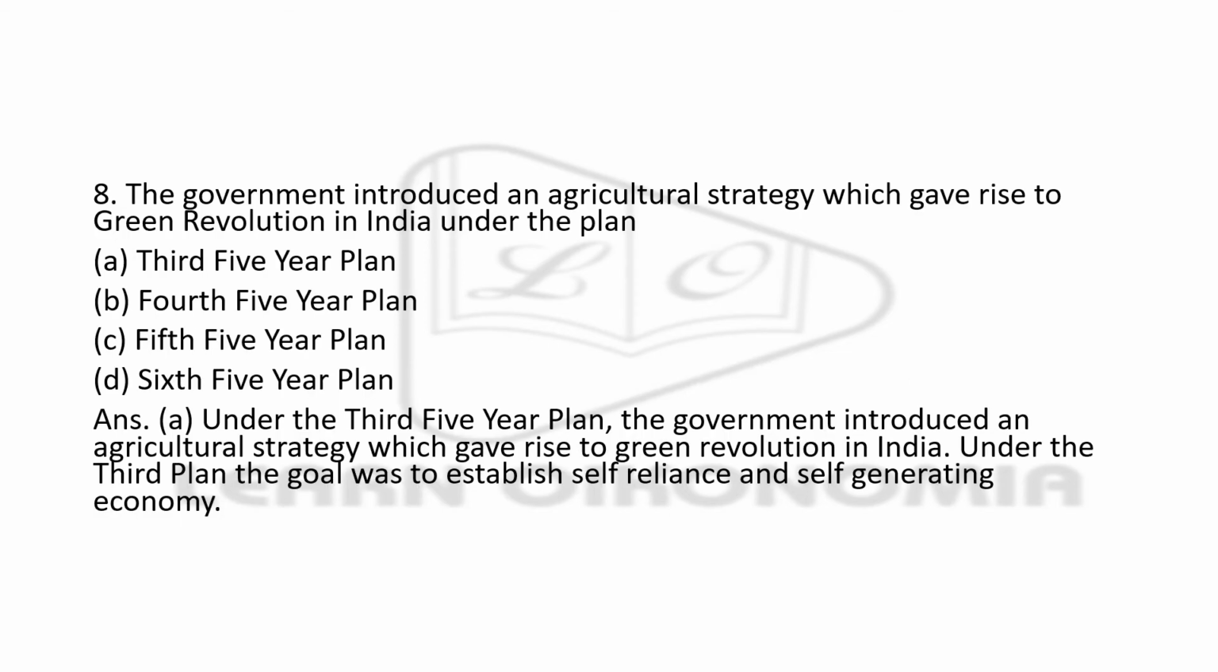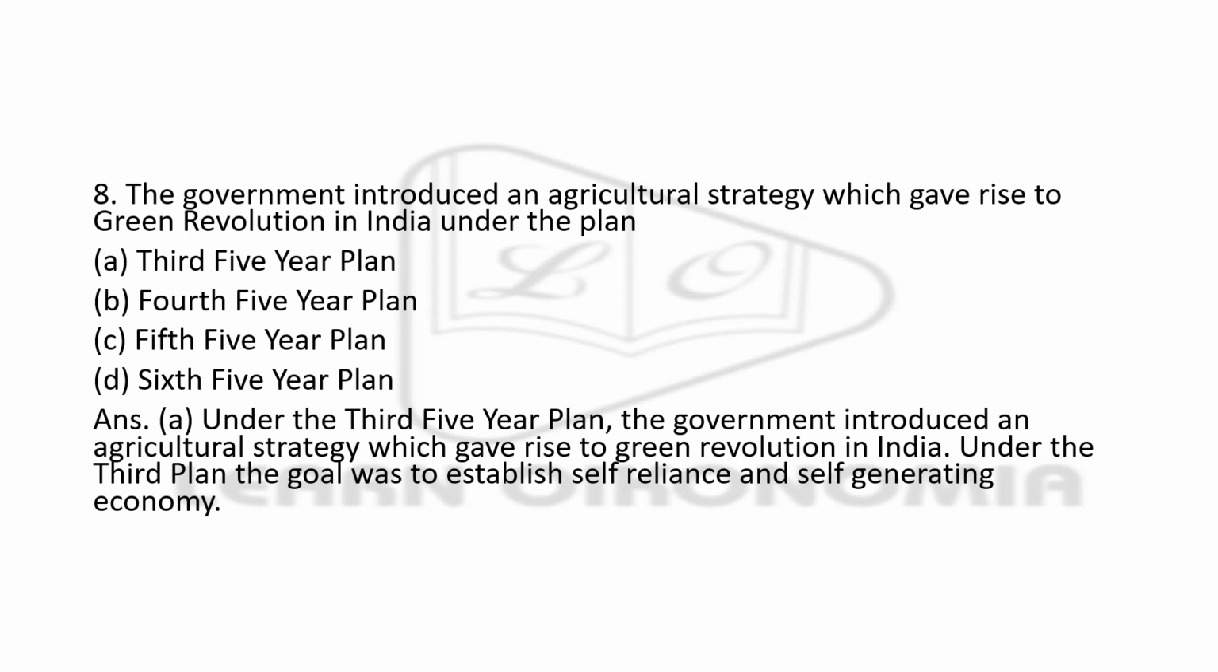The government introduced an agricultural strategy which gave rise to the green revolution in India under which plan? Everyone knows this, but you have to be very clear that the first plan concentrated on the agriculture sector. In that case, if you have the first plan in the options, you might be confused. The right answer here is option A, that is the third plan. So you might be confused between the first plan and third plan. The chances are very high for that.